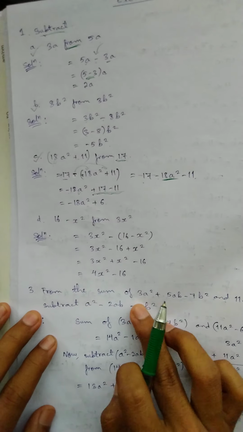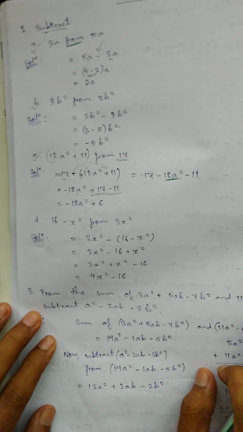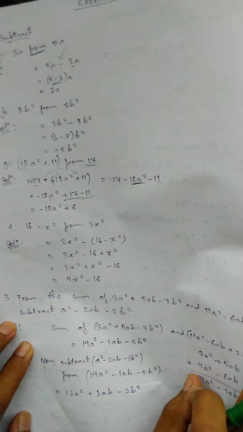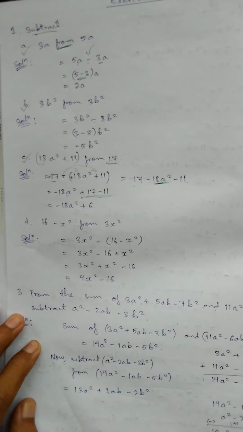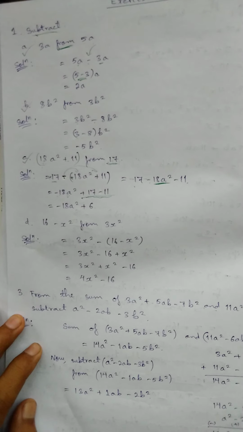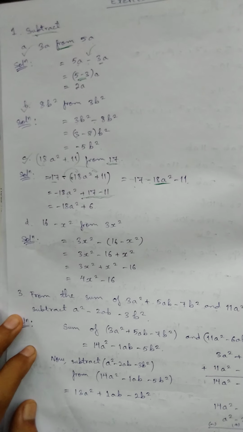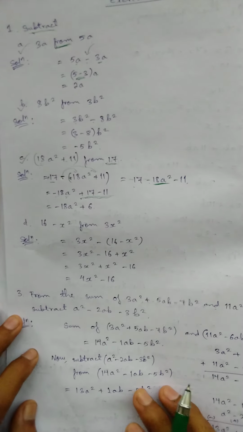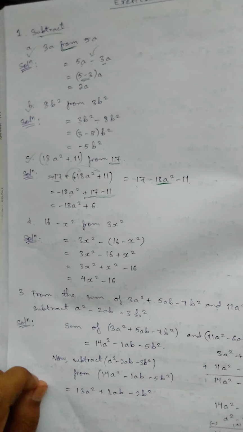From the sum of 3a² + 5ab − 7b² and 11a² − 6ab + 2b², now subtract a² − 2ab − 3b². So we have to do the sum and also, at the same time, the subtraction. First I'll go with the sum. Then after we get the solution from the sum, we have to subtract this expression, a² − 2ab − 3b².